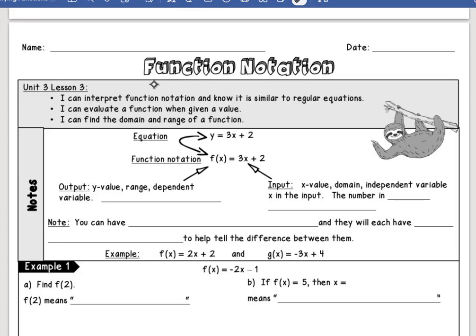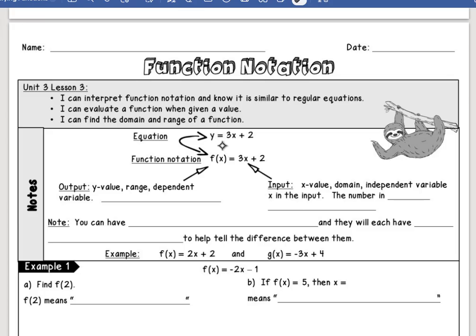Today we're going to be looking at function notation, and function notation is just a fancy way of writing a regular equation. How you know you're successful today is you can interpret function notation. You know that it is similar to regular equations, it's just written fancy style. And you can evaluate a function when given a value.